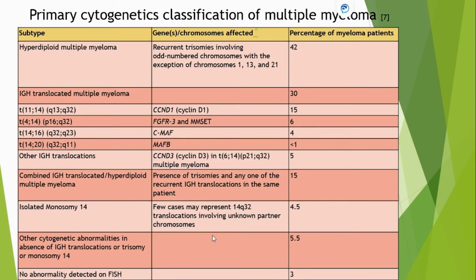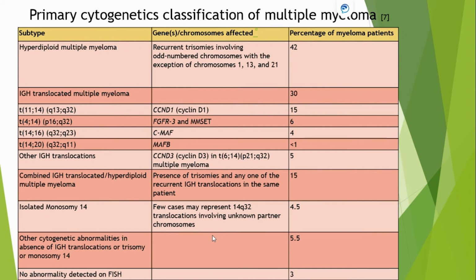This nice table shows the primary cytogenetic classification of multiple myeloma. Based on that, you can classify these. On the first row, you see hyperdiploid myeloma, and I explained trisomies or sometimes tetrasomy or pentasomy, but hyperdiploidy of odd-numbered chromosomes happens in 42% of the patients. 30% of the patients have some kind of translocation with IGH. Some of those are more common, some are less, but altogether it's about 30%. 15% of the patients have a combination of these translocations and hyperdiploidy on the background.